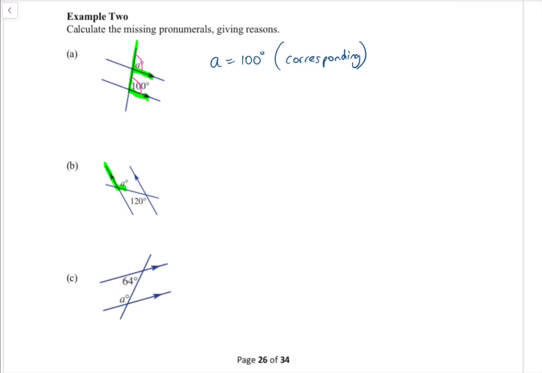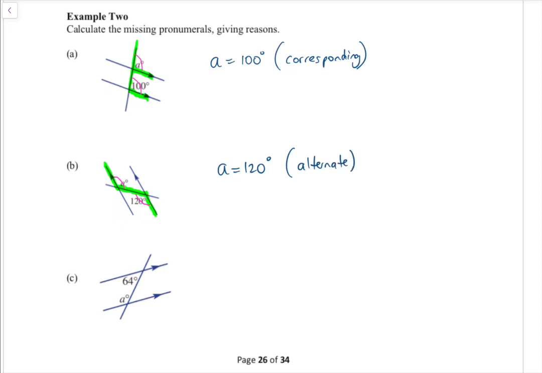Well, with our next one, it's a weird one. If you look at it sort of sideways, it's a backward sort of Z that looks a bit weird, but that means that this angle and this angle are equal. So A equals 120. And what's the reason? They're alternate angles.